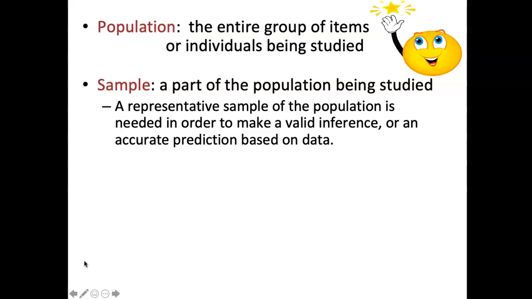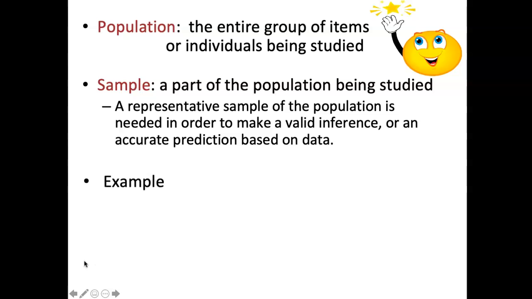So this is smaller. If you are studying all grade 7 students and it's a big school, so maybe you have 2,000 grade 7 students, you don't want to ask all 2,000 of them. So you're going to just get a part of it, and that's who you're going to ask the questions that you need answered. Okay, so just a sample. So it's a representative sample of the population. You need that to make a valid inference, or you can use that to predict.